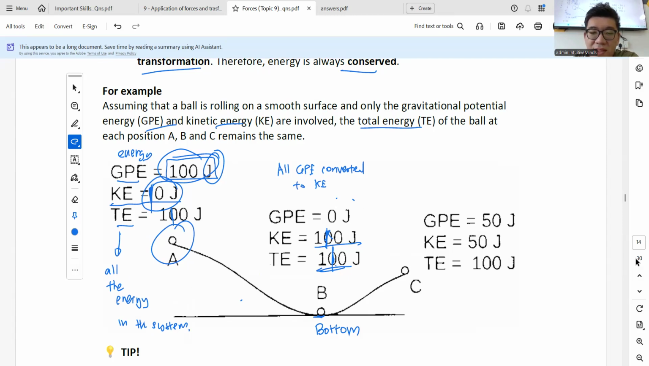Then if you look at the last one, it didn't go up to the same height. This one is higher than lower. So you got maybe 50 joules, for example. If it got 50 joules, KE must be 50 lah, because it had 100 at first, ma. 150 goes to here, it must remain as 50. So that the total will always be 100. Total energy will remain the same at all times.